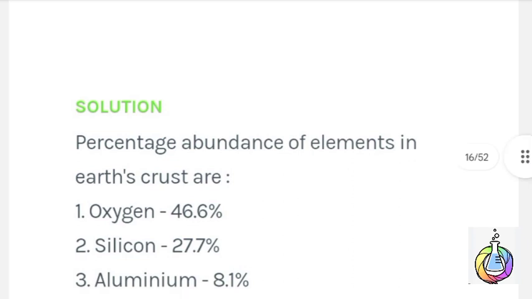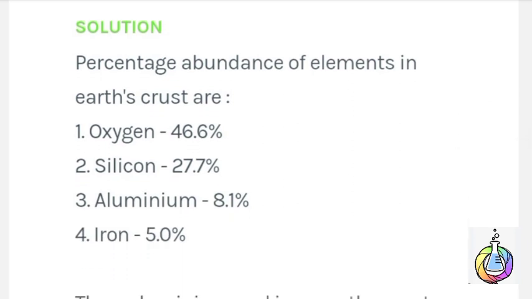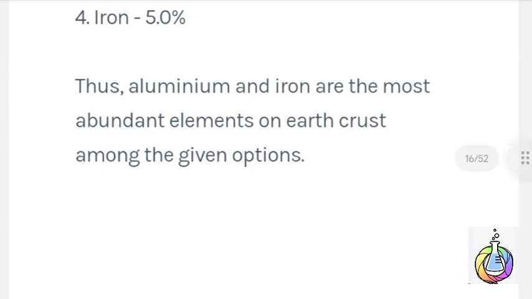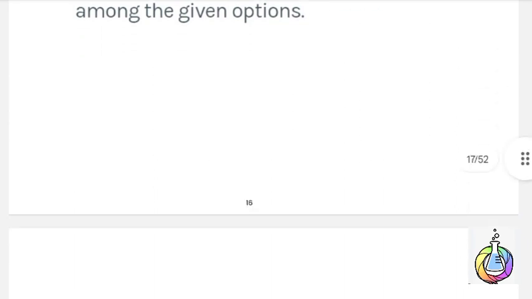Solution: the percentage abundance of elements in the earth's crust is oxygen 46.6%, after that silicon 27.7%, after that aluminium 8.1% and then iron is 5%. Thus, aluminium and iron are the most abundant elements in the earth's crust among the following options. Therefore, option A is the correct answer.